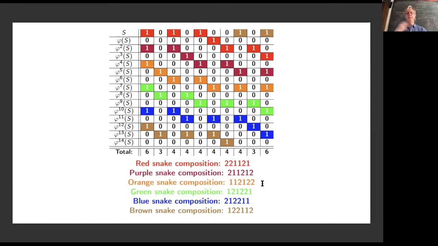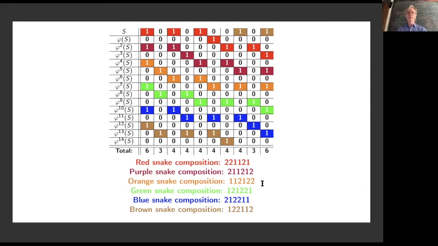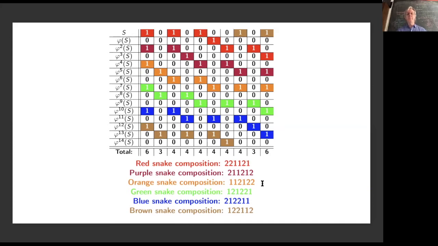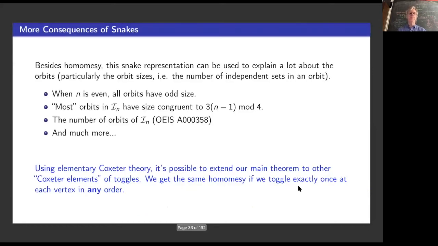And it turns out that these snakes are just cyclically rotating these compositions into 2s and 1s. And so this was the entry in the OEIS: compositions into 2s and 1s modulo cyclic rotation. So we noticed the homomesy, but besides that, this helped us understand other things about the action, like why most orbits had size congruent to 3 times n minus 1 mod 4, and why the number was this low element in OEIS.